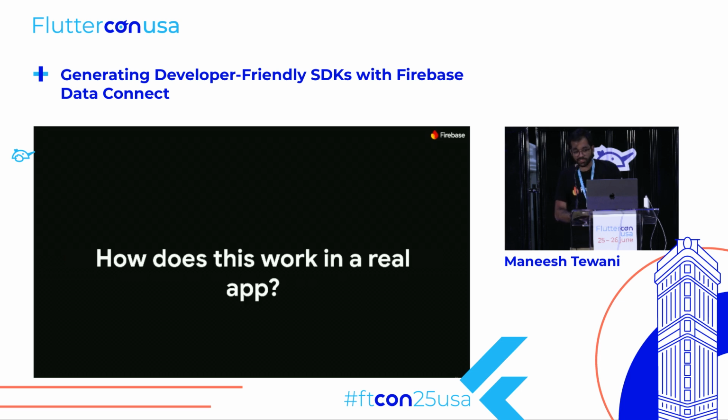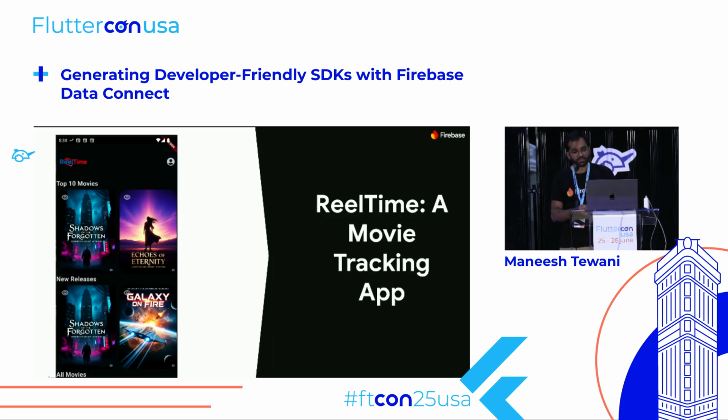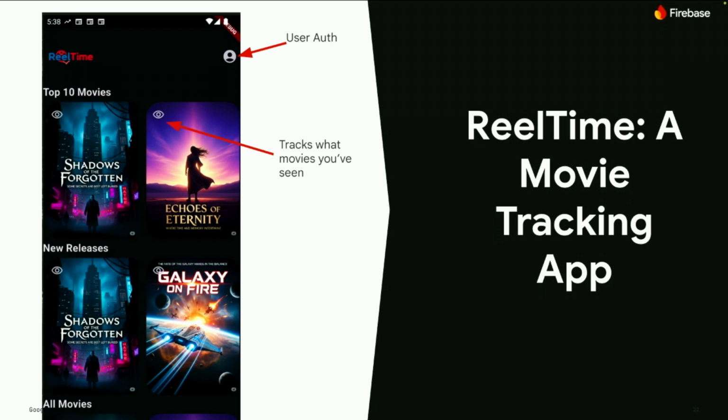So, all right, I've been talking a little while, but how does this work in a real world scenario? So here's an app that I wrote, a really small, simple application, but it essentially tracks what movies a user has seen. So it does a couple of things. It has user authentication built with Firebase Auth. It tracks what movies you have and haven't seen. And then it also stores all of your movies in a centralized database.